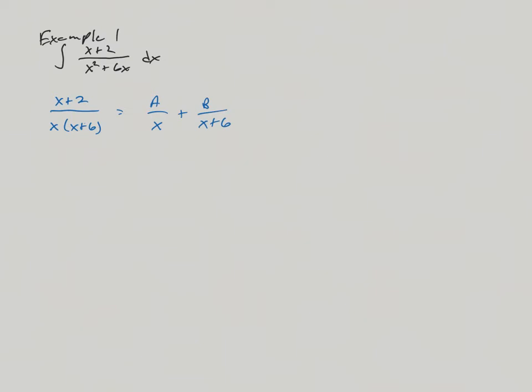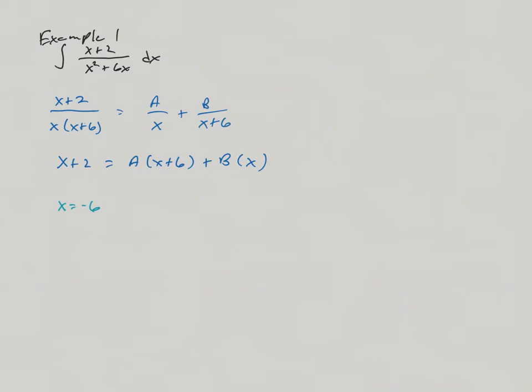To do that, I am going to multiply through by my denominator to eliminate the fraction. So I'm going to multiply both sides by x(x + 6). When I do that, I will get x + 2 = A(x + 6) + Bx. Now I'm going to plug values for x into this expression. In the first case, I'll let x equal -6.